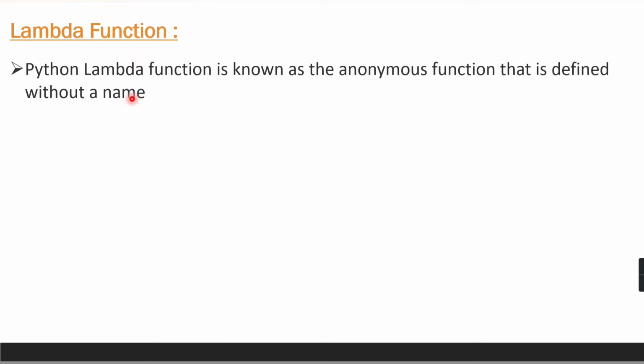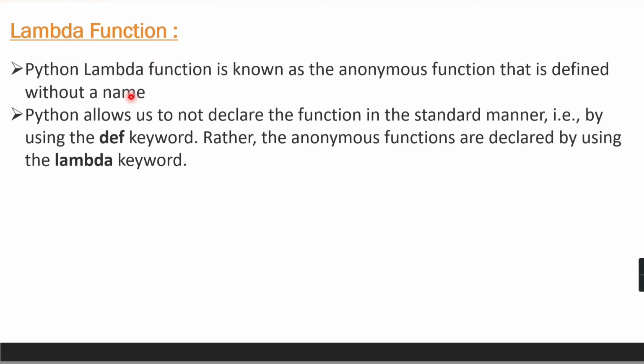As we have seen the syntax of a function, we need the def keyword, then we provide the name of the function, and if it is accepting parameters we need to provide those, and below that we need to provide the logic of the function. But lambda functions are functions which do not have any name. Python allows us to not declare the function in the standard manner, that is by using the def keyword. Rather, the anonymous functions are declared by using the lambda keyword.